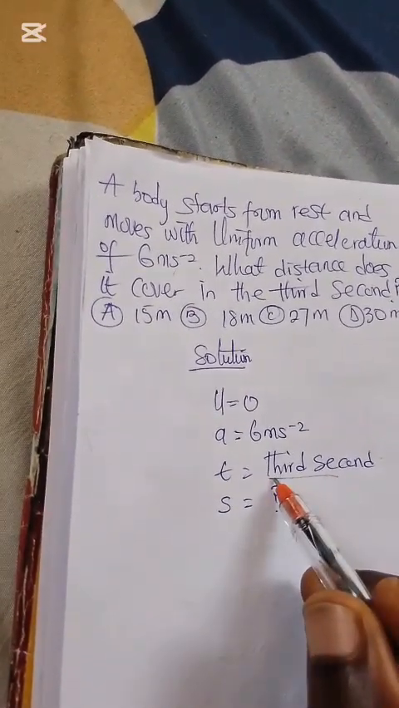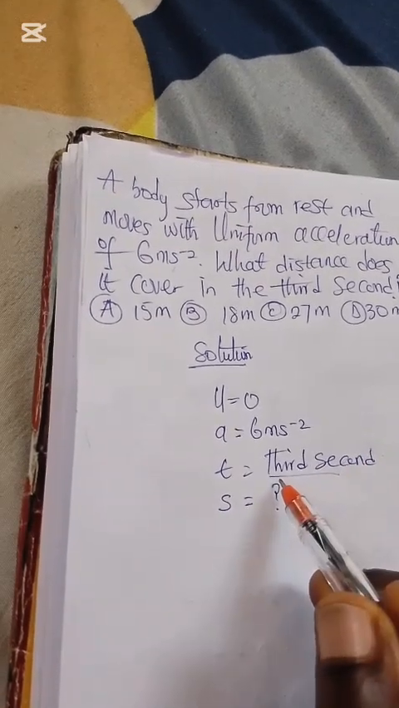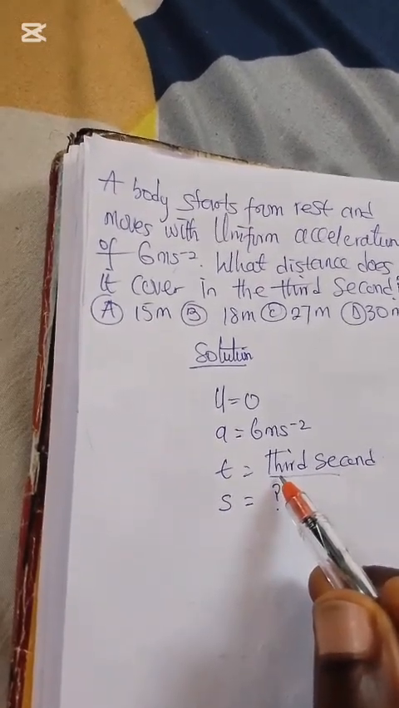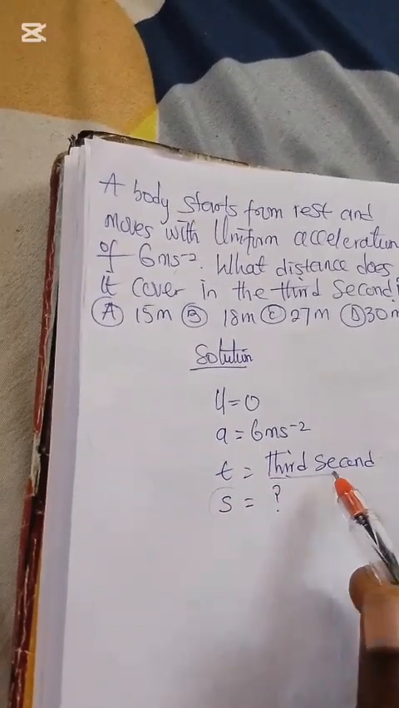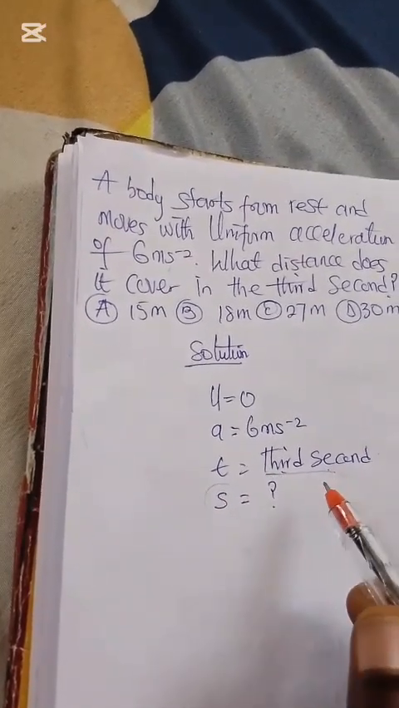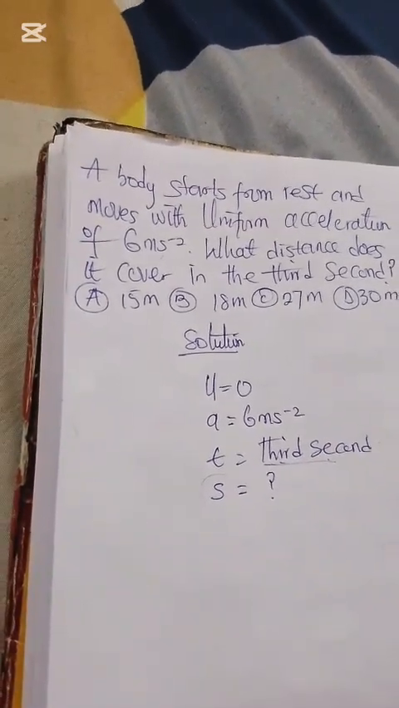So whenever they ask you to calculate distance in third second or fifth second, how do you do it? You solve the distance for 3 seconds and also solve the distance for 2 seconds. The answer you get, find the difference. That is the answer to the question.